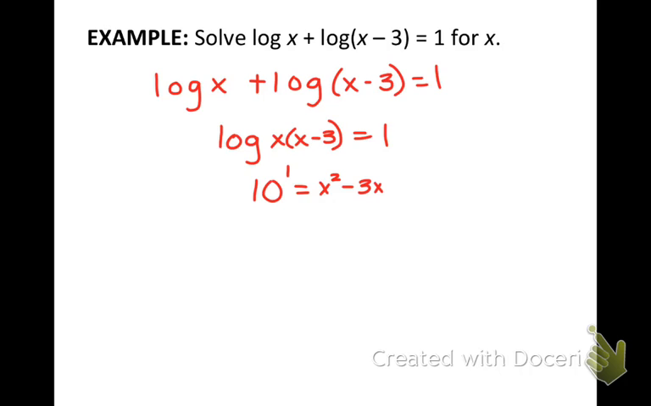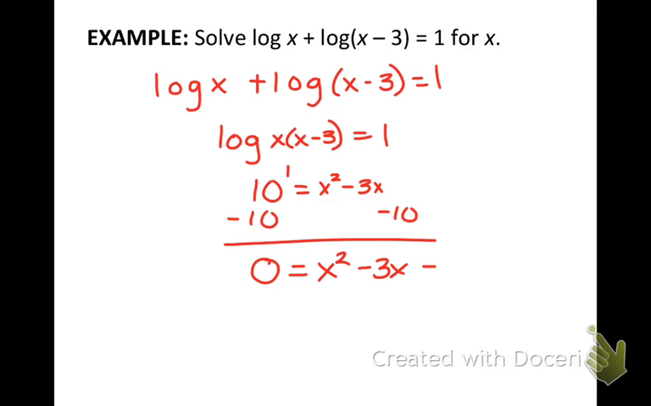It's a quadratic. Good thing last chapter we learned lots of ways to solve quadratics. 10 to the first power is 10. So I'm going to subtract that 10 over right away. So now we get 0 equals x squared minus 3x minus 10.